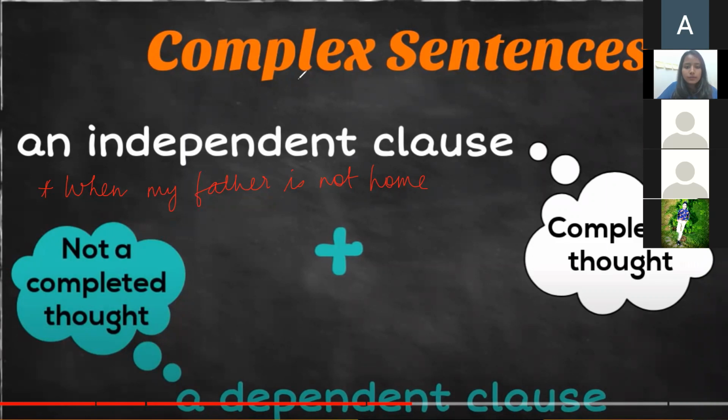Okay, so I'm gonna write this in a different color. Darling, this is a dependent clause because it's an incomplete sentence. Okay, when my father is not home, I go and play. I go and play. Is this a complete sentence? Yes, independent. Yes, this is independent.